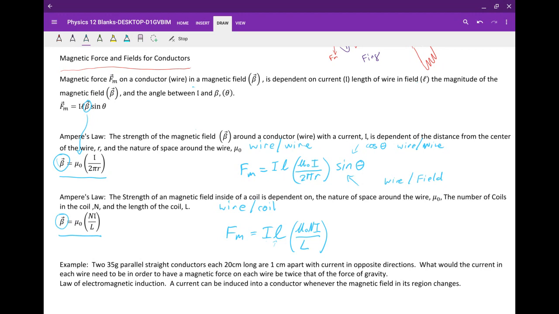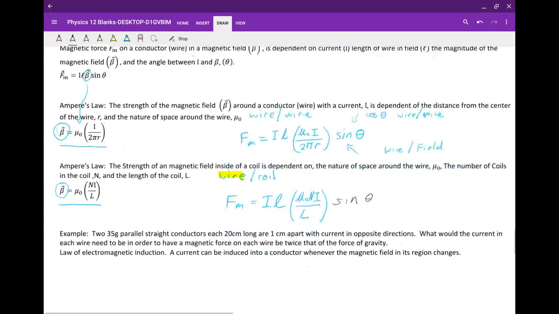That length right there is not dependent on how much of this wire is in the coil. And then, of course, you would put here the sine of the angle between the field and the field lines, right? The field lines and the wire itself. Okay.